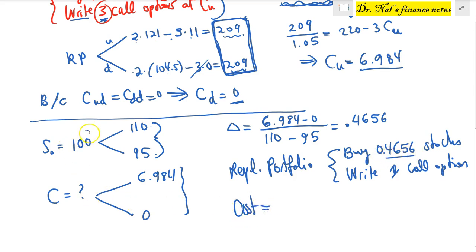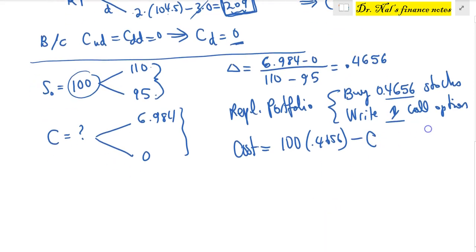this many stocks and the stocks are selling at 100. So 100 times 0.4656. But then because we are writing one call option, we will receive the premium, which is equal to C. That's the cost. Now let's go ahead and check what's going to happen if you start with the replicating portfolio a year later, 6 months later, I should say.